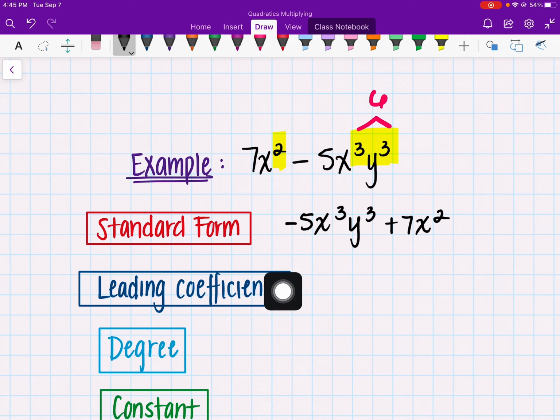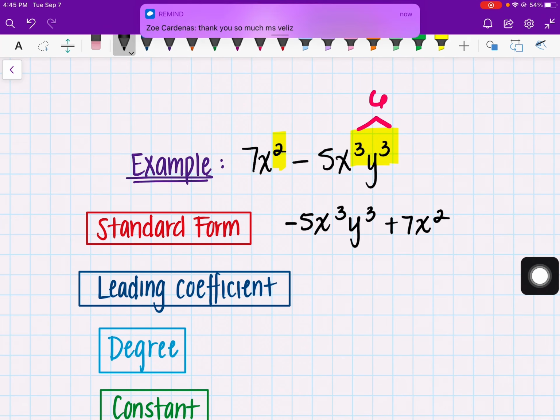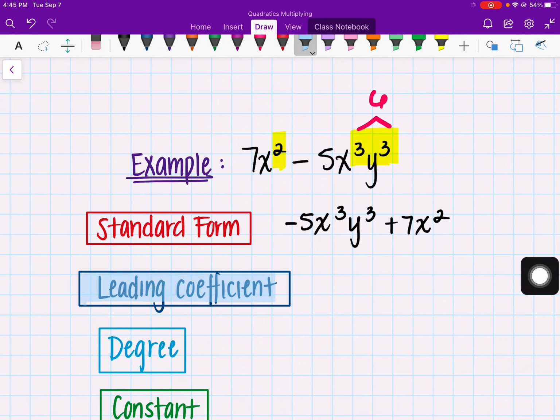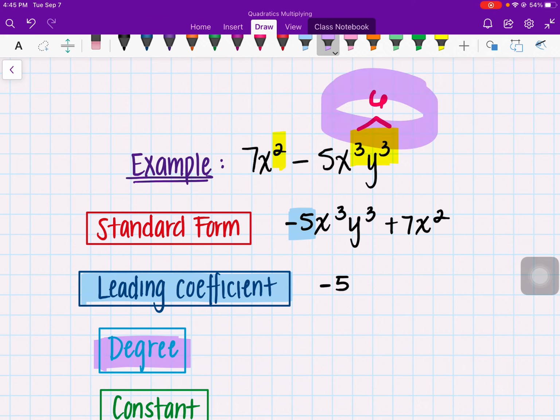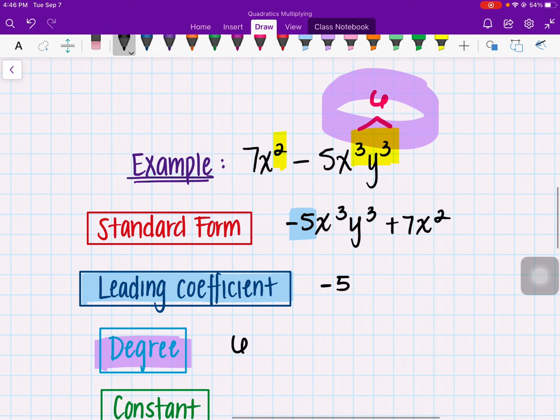Now, let's go ahead and determine the leading coefficient. Once again, guys, the leading coefficient in this case talks about the number in front of the highest exponent, which in this case is the -5. Now, talking about the degree in this case is the highest exponent. We actually found it to be the 6 here. So the degree of the polynomial here is 6.